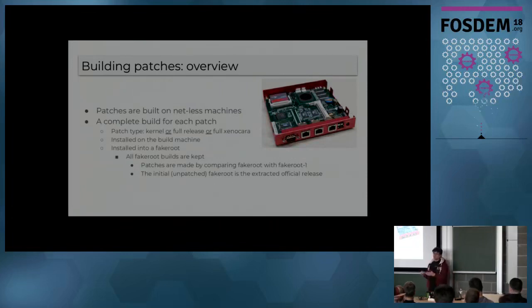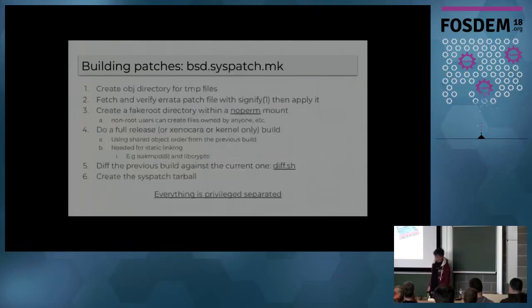And yes, the initial fake root directory is just the extracted official release. So we have a makefile for that, bsd.syspatch.mk in OpenBSD. I won't go too much into the details, it's not interesting. But basically, we stripped a bit what the OpenBSD release process does, as well as some part of the ports tree, and we assemble them into this file.